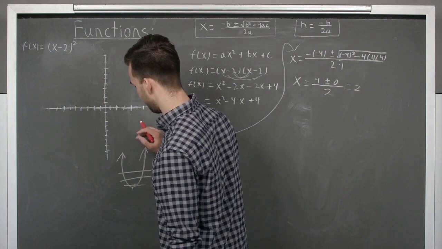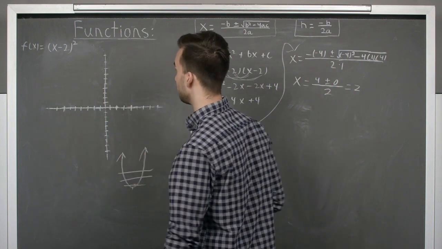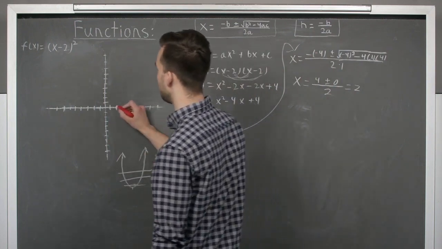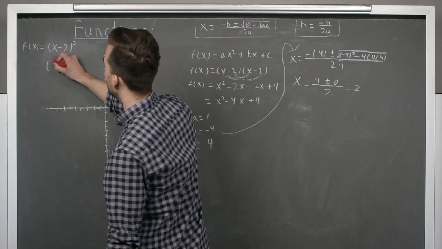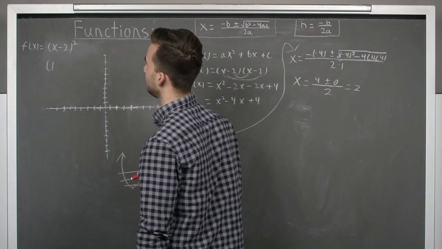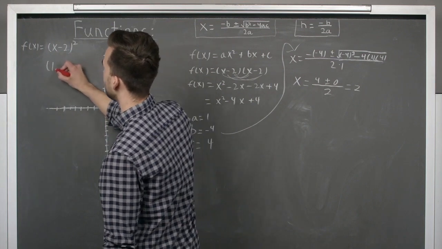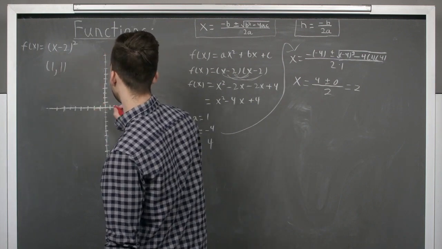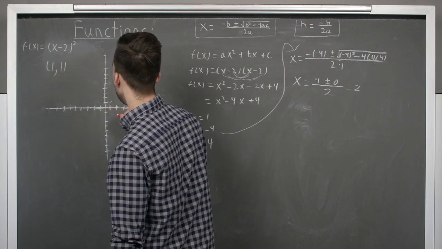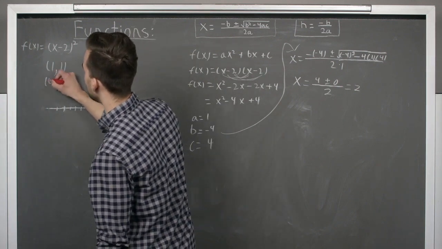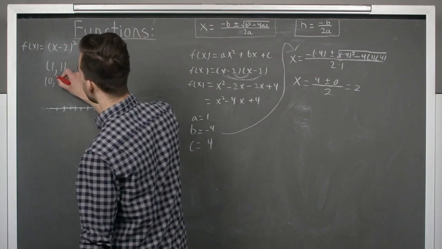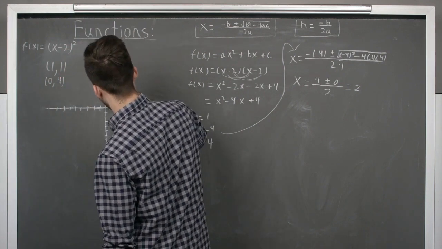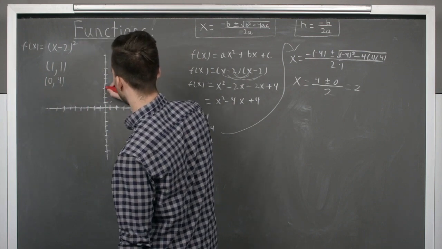So the easiest way to graph this is just to plug in some other points. So let's do 1. So 1 minus 2 is negative 1. Negative 1 squared is positive 1, so 1, 1. And then let's do 0. So 0 minus 2 squared is 4. Look at that. So 0, 1, 2, 3, 4.